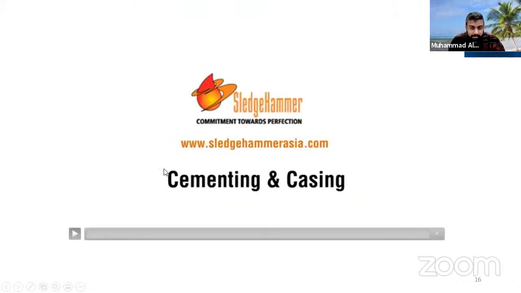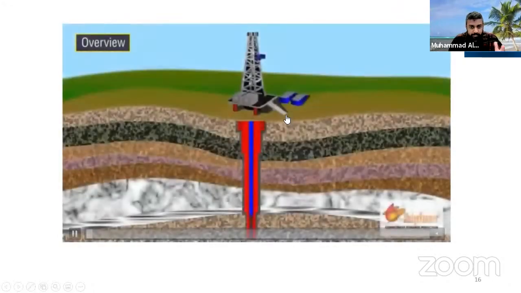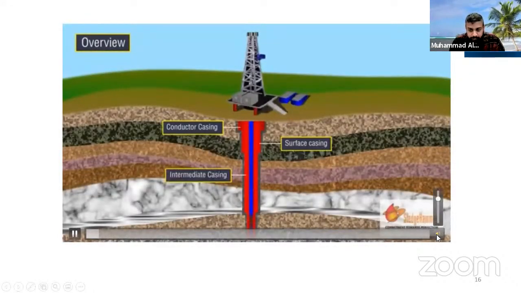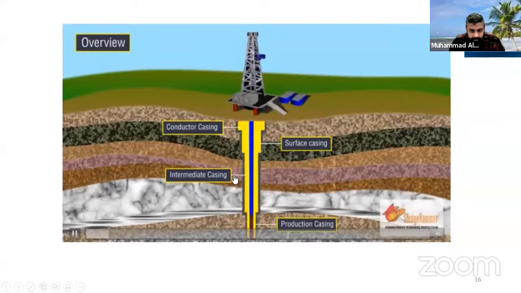Let's look at the production casings and how they do the casings and so on. It's a very nice video which I can share with you. See this, we have the first casing, then we have the surface casing, then we have the intermediate casing, and then we have the production casing. That's how we do the casing job.